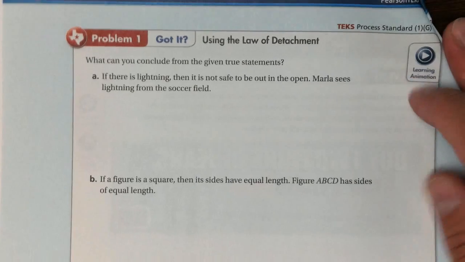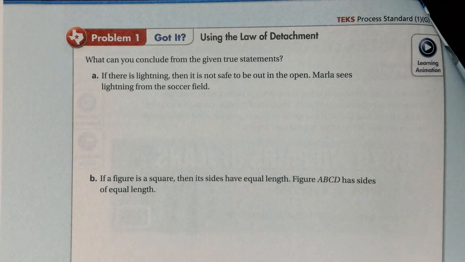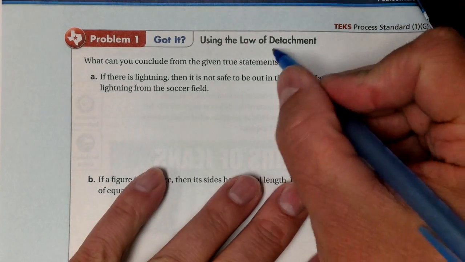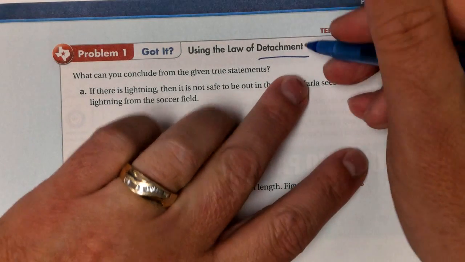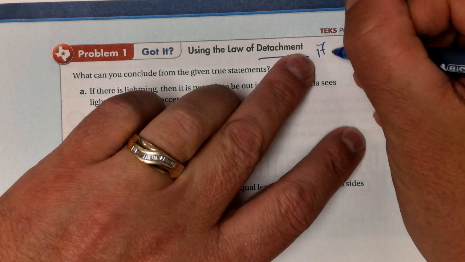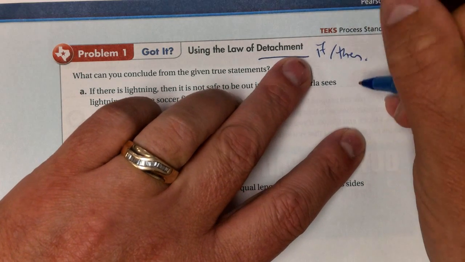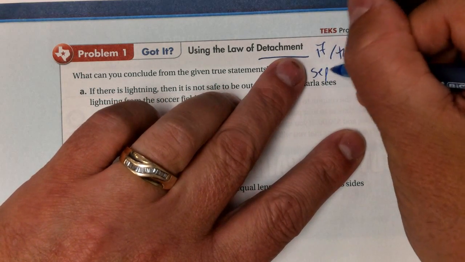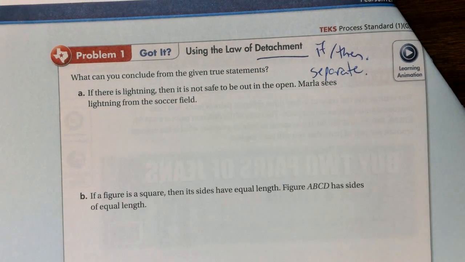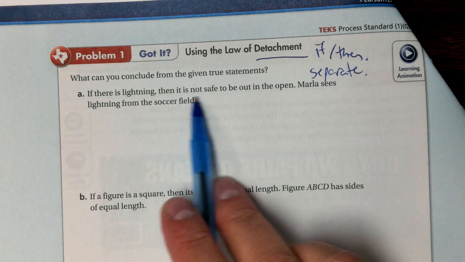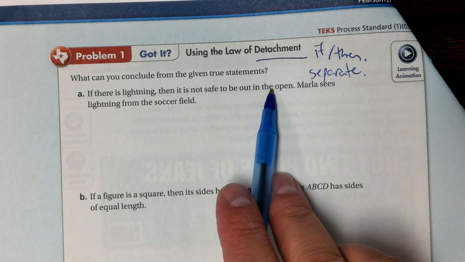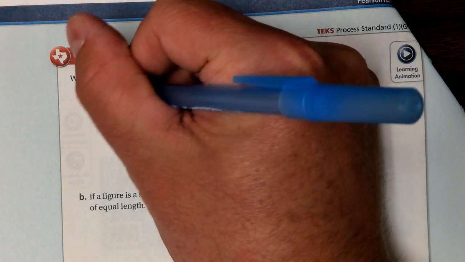Okay, so the first one we're doing is using the law of detachment. And so remember, that means it's an if-then statement followed by a separate statement. Okay, so if there is lightning, then it is not safe to be out in the open. So that's your if-then statement.